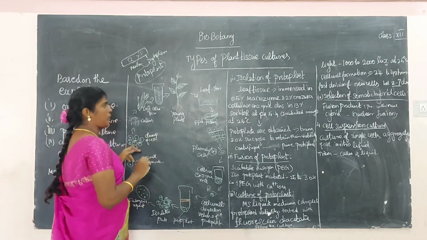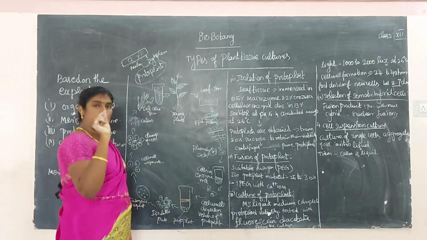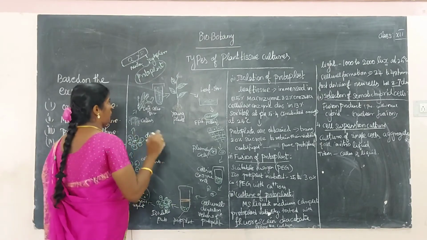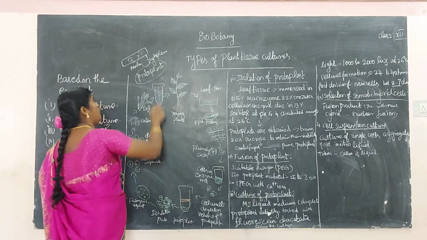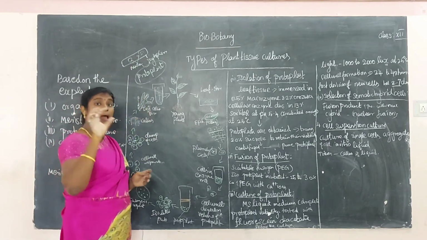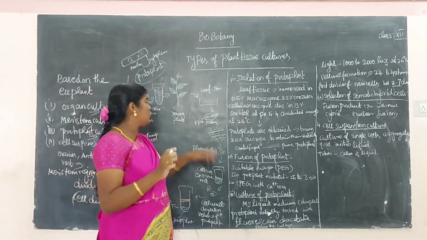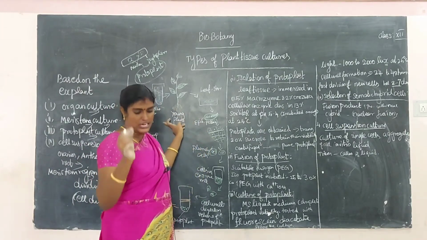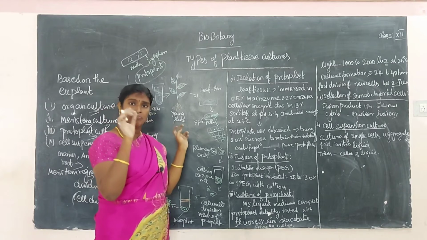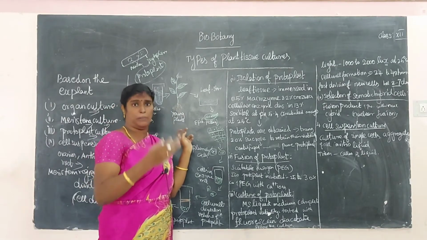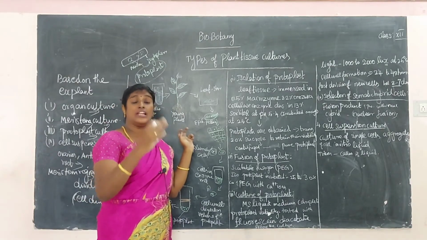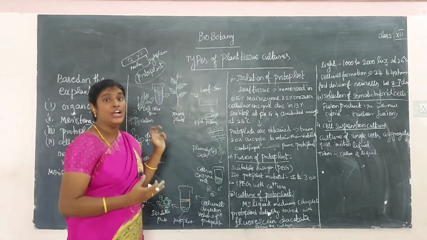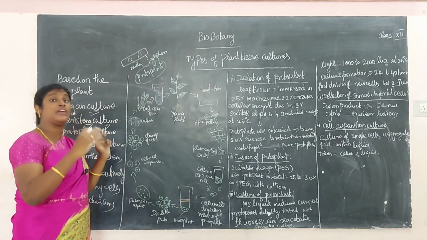So here we are using plant protoplasm. Where is plant protoplasm located? Where is it found inside the plant cell? Plant protoplasm is present there. Using plant protoplasm in culture is called protoplast culture. Using plant protoplasts, it is possible to regenerate and make a whole plant.